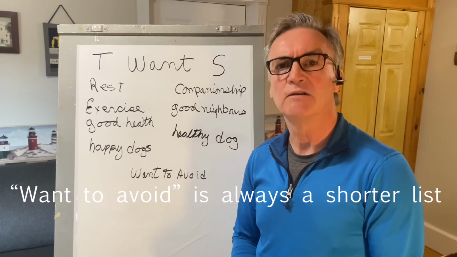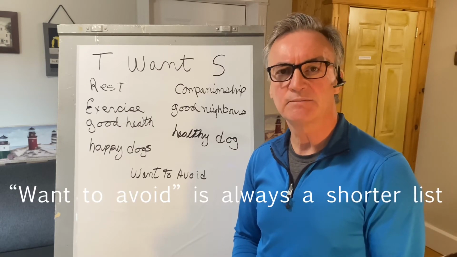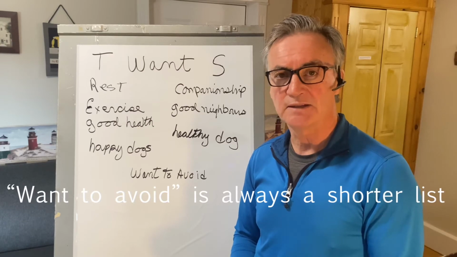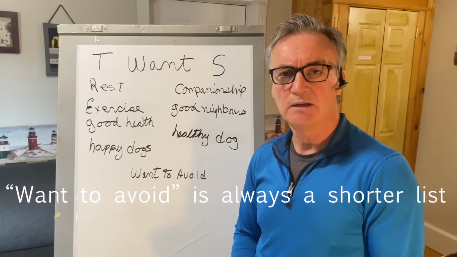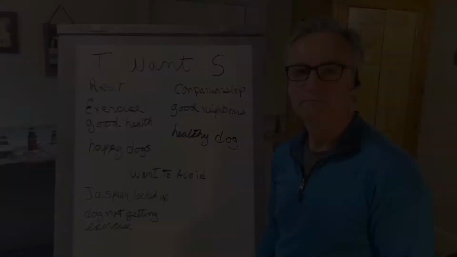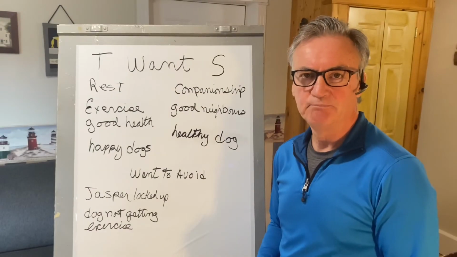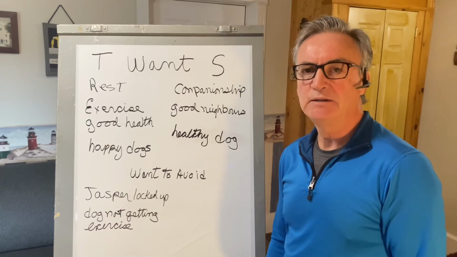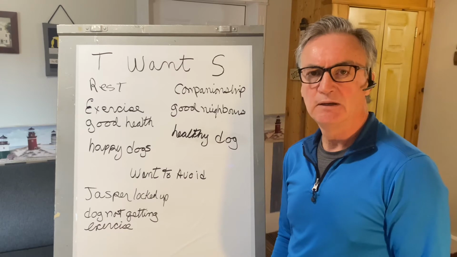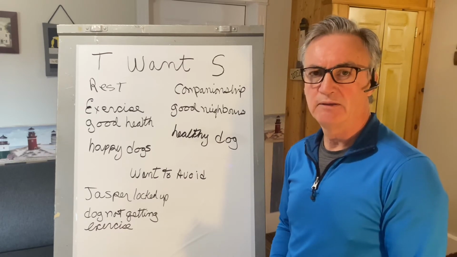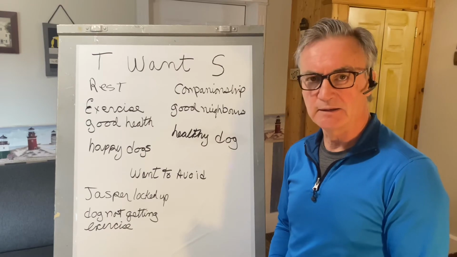And one of the things that really ticks him off is that Jasper isn't getting enough exercise. He's locked up all day. So one of the things that Ted wants to avoid is Jasper being locked up, not getting exercise. And like any dog owner, really, the last thing that Stella wants to have happen is for her to lose Jasper. And so avoiding losing Jasper is a big thing for her. Let's add that as well.